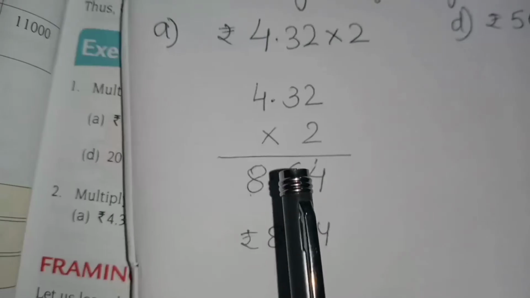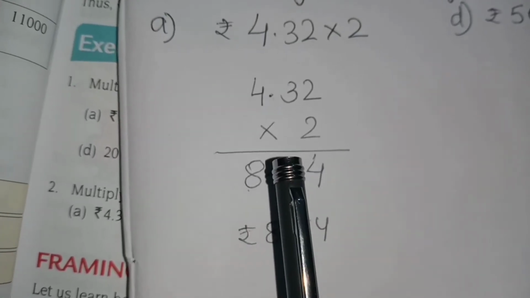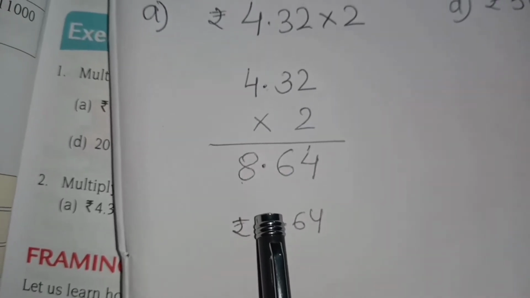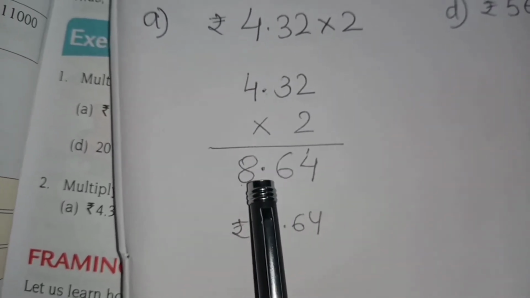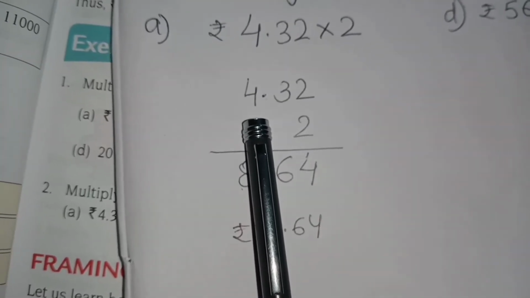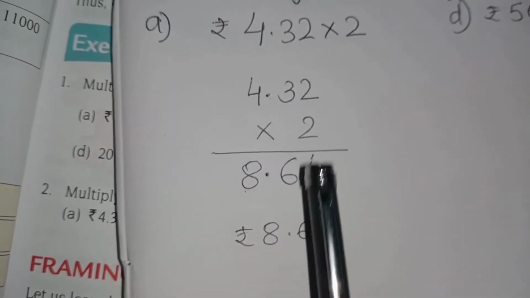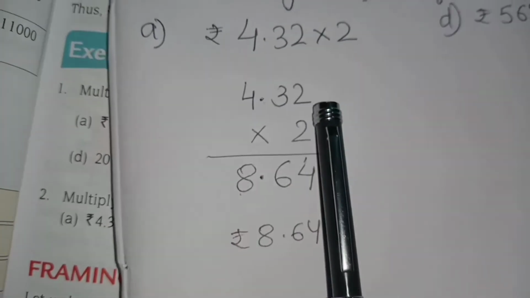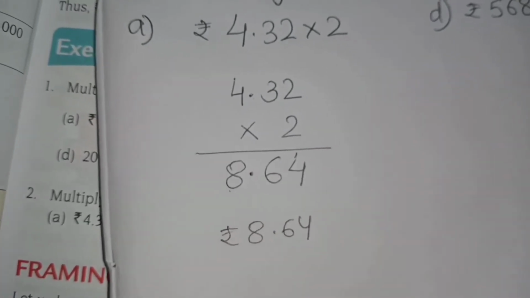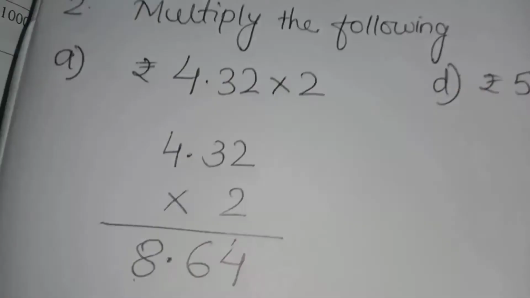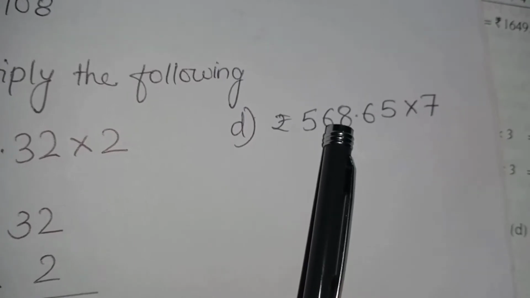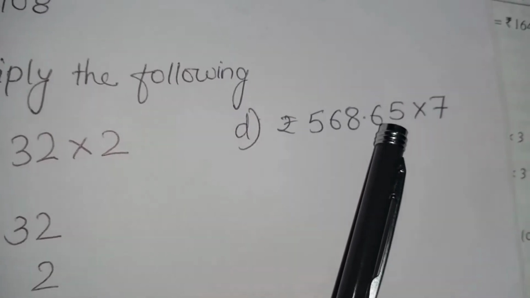So in this way you have to do the multiplication when the decimal point is there. First you will multiply like you multiply a number, and then at last you will put the decimal. After how many digits the decimal point is there, that much we will count and put the decimal point. Now let's see number D. This one is 568 rupees and 65 paise.